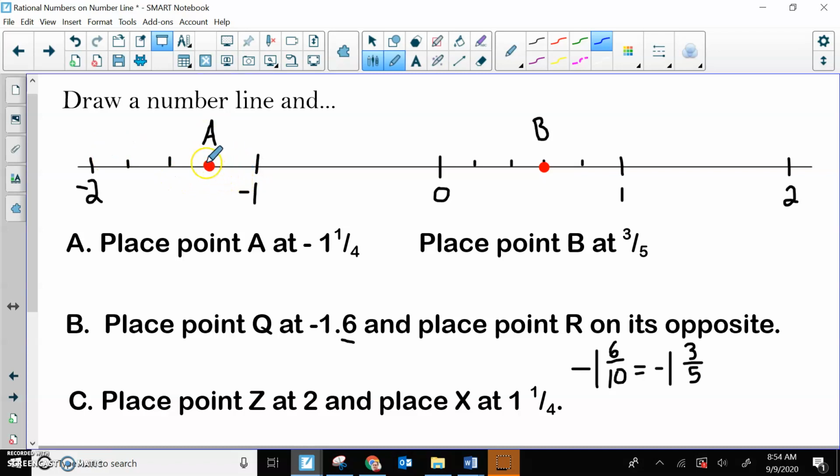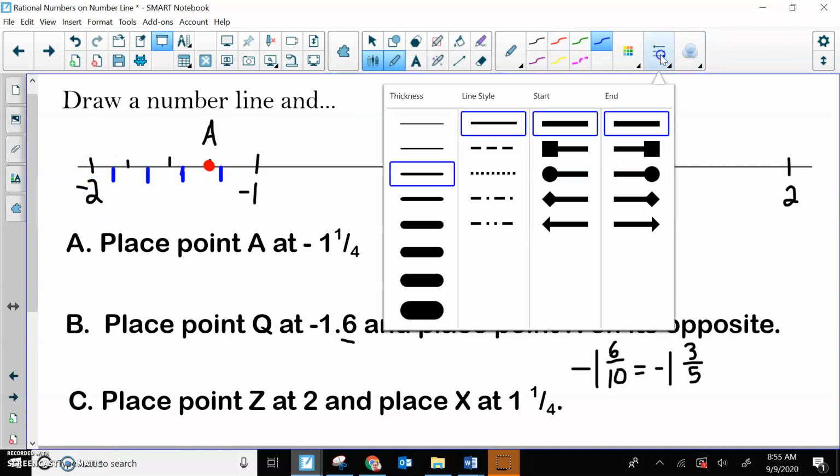It's kind of hard because these marks are distracting me, but I'm going to make a mark here. I'm going to split this into 5 sections. Mark here, and then 3/5 will be there, and 4/5 will be there. So I have these 5 sections: -1 1/5, -1 2/5, -1 3/5, -1 4/5, and then -2. So here we can see where our -1 3/5 is.